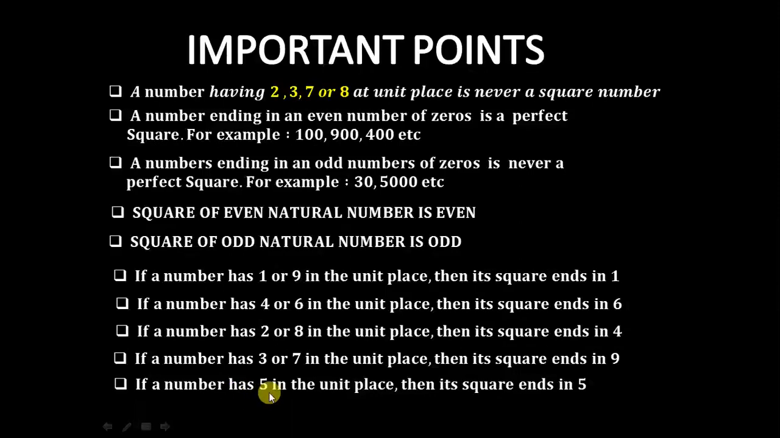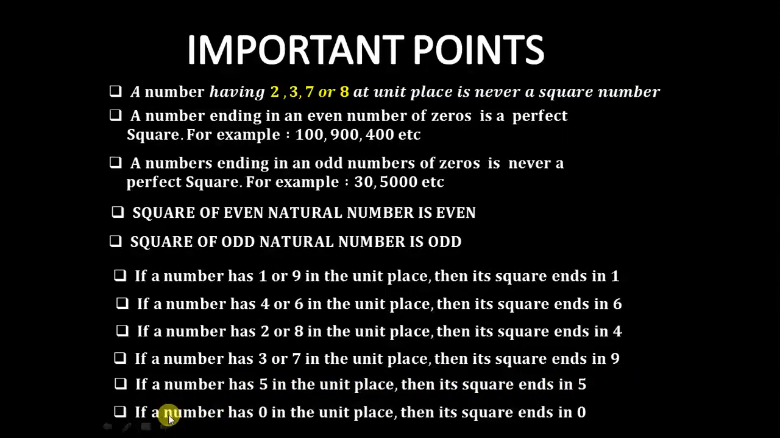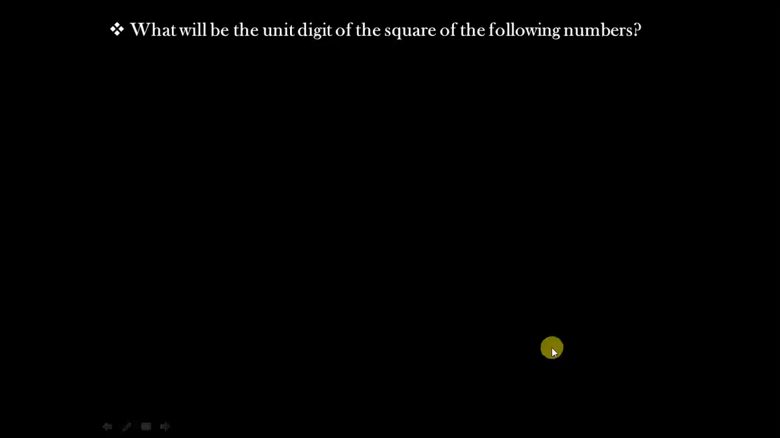If a number has 5 in the unit place, then its square ends in 5. If a number has 0 in the unit place, then its square ends in 0. Now let us apply all these properties in a question. Let's do some problems. What will be the unit digit of the square of the following numbers?